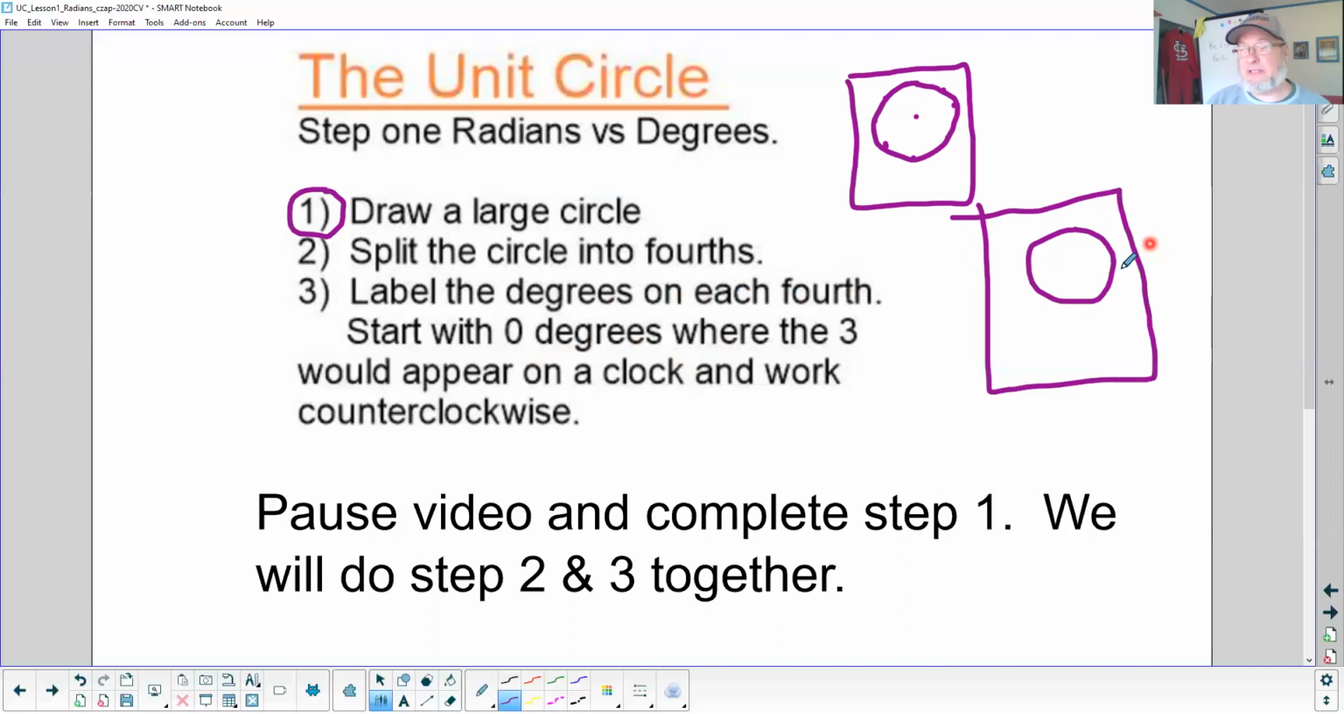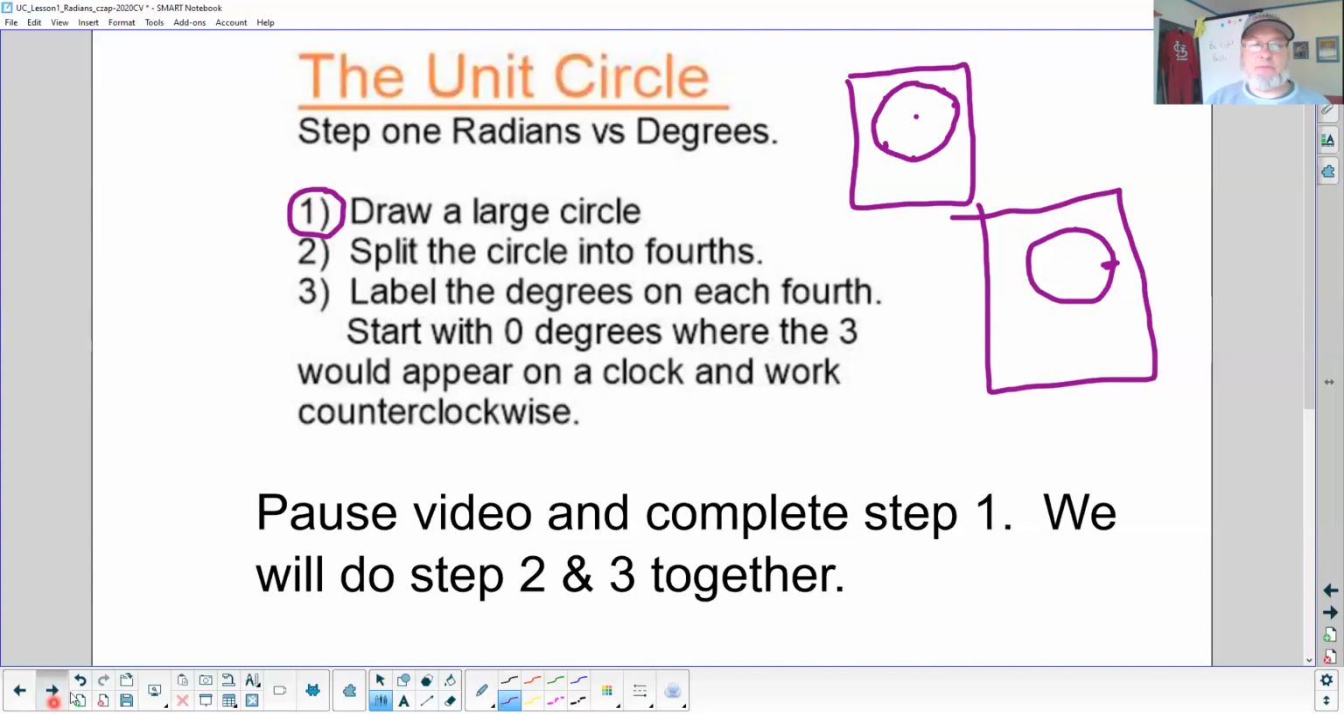There has to be a reference point, and the reference point is we're always going to start right here where the 3 would be on a clock, and this is going to be our 0. Now, if you were a person who worked on a boat and you worked on navigation, your 0 might be due north, but in our case, for trigonometry, usually the zero starts here.